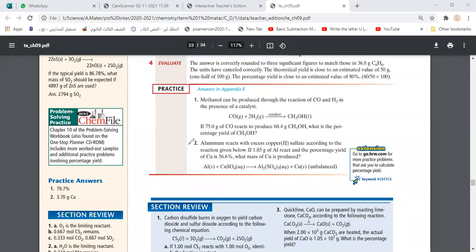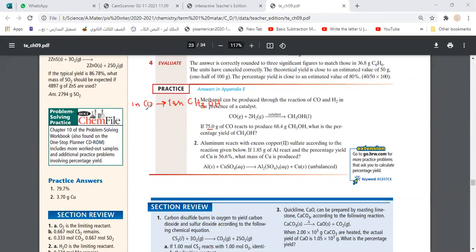First of all, what are we going to do? I have to get the theoretical yield. So how much carbon monoxide do we have? That's 75 grams. Regarding the equation, how many moles of carbon monoxide? 1 mole of carbon monoxide will produce how many moles of methanol? Also 1 mole of CH3OH.